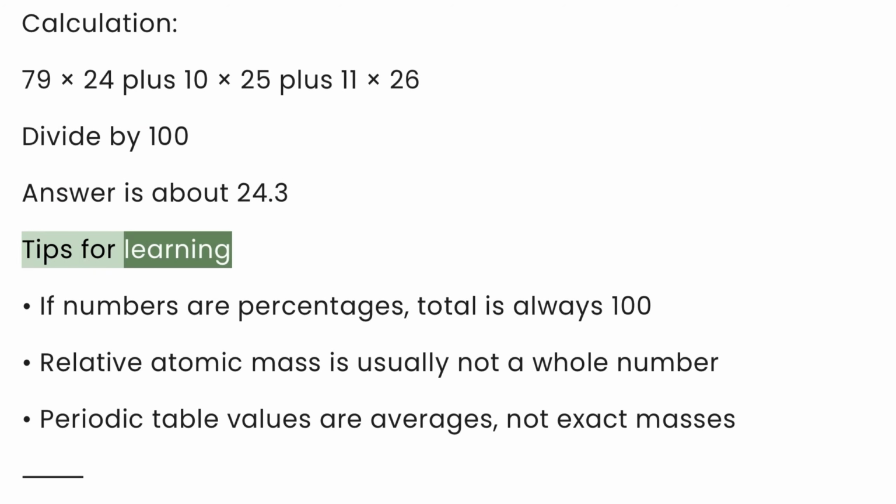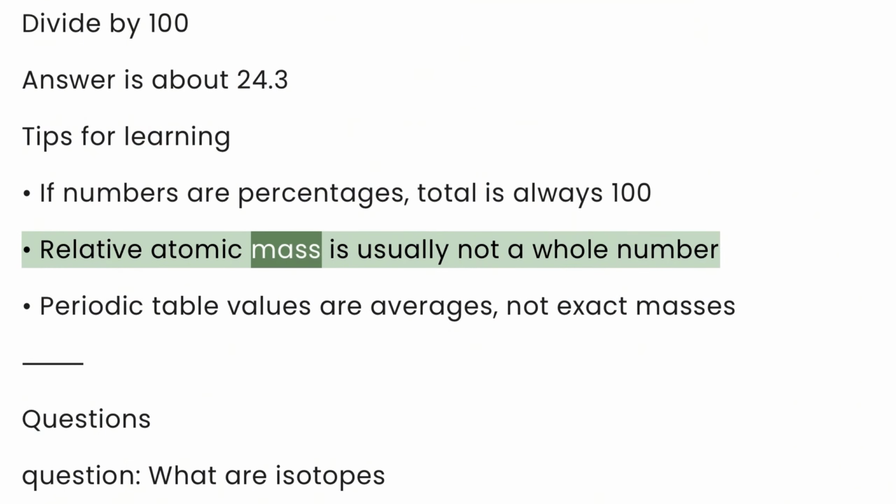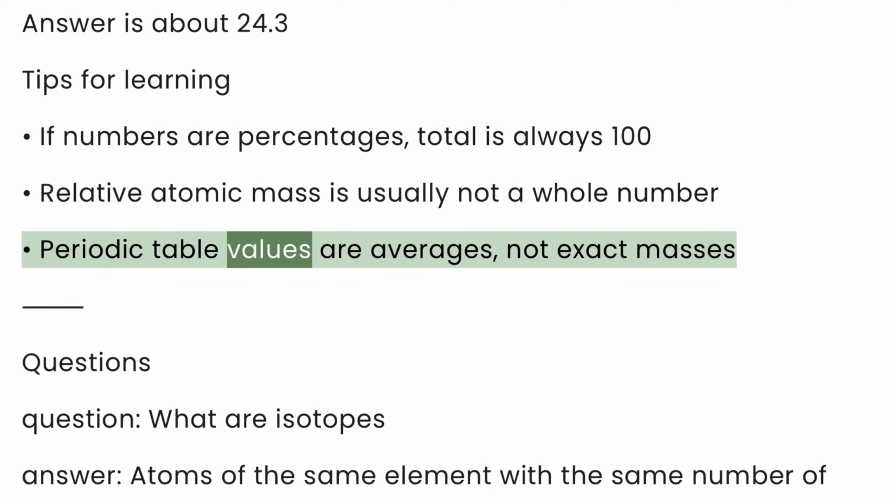Tips for learning. If numbers are percentages, total is always 100. Relative atomic mass is usually not a whole number. Periodic table values are averages, not exact masses.